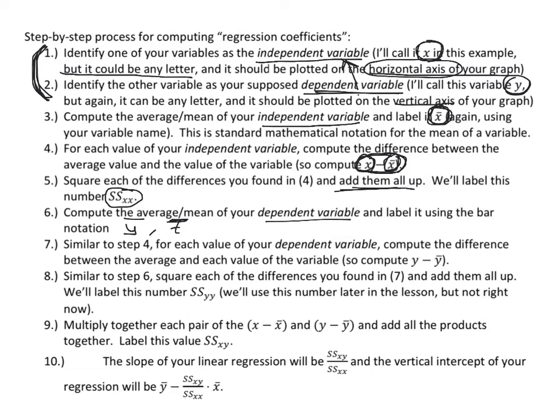Okay. Similar to step 4, now for each value of your dependent variable, you're going to subtract the mean from that value. Okay, and again, we'll put that in a table. Then similar to step 5, we're going to square each of those differences that we found, and we'll add them all up. Then similar to before, we're going to label this SSYY.